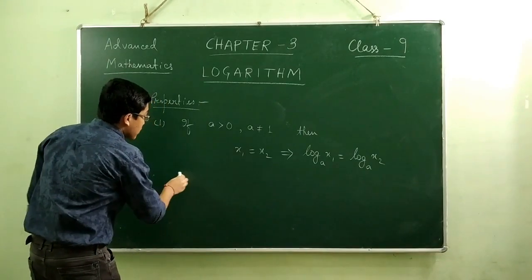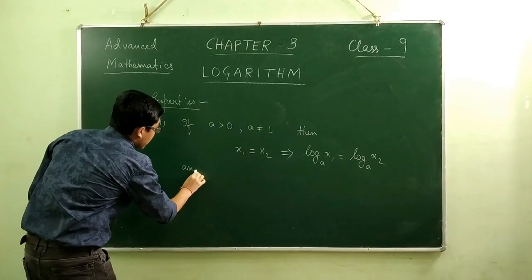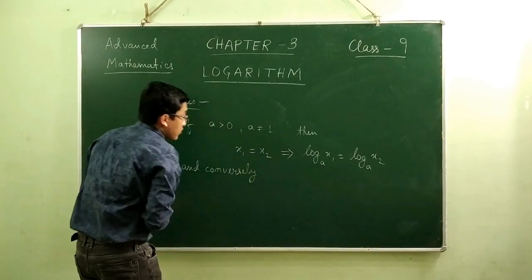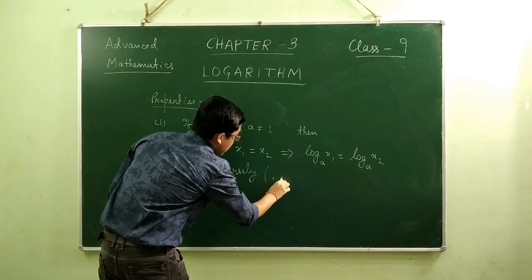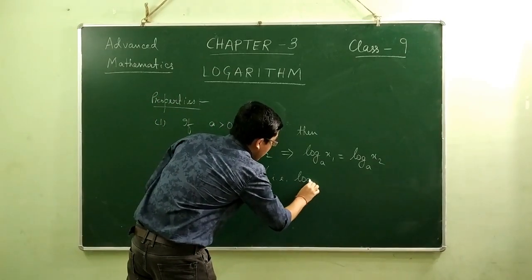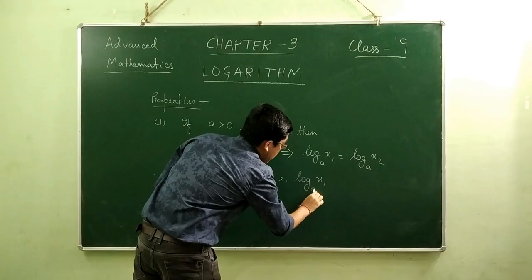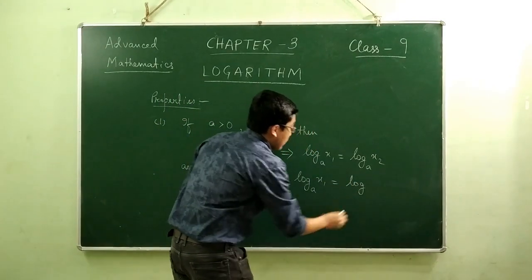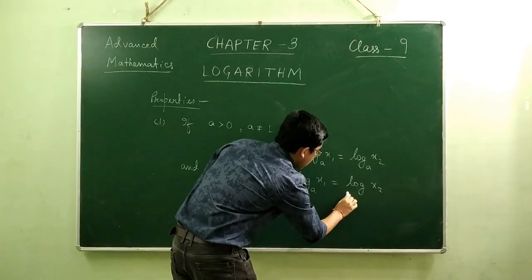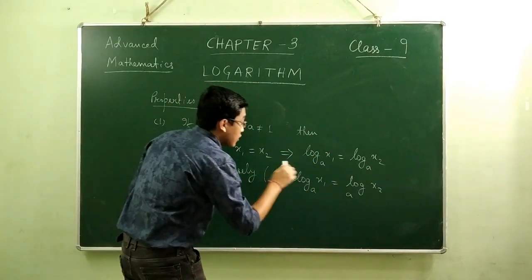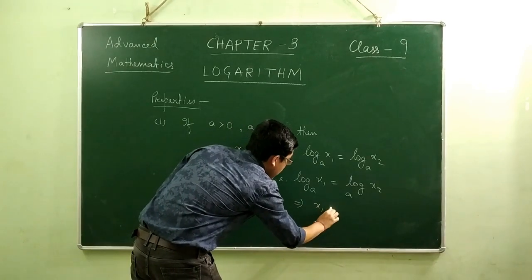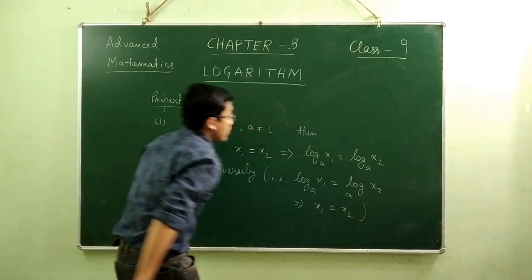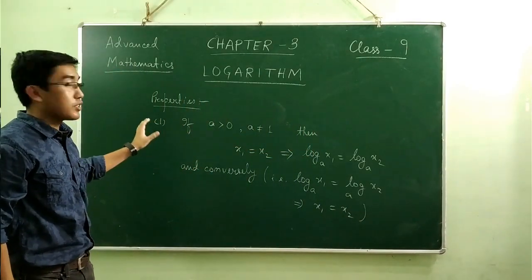And the converse is true. Conversely, that is, if log of a number with respect to some base a is equal to log of another number with respect to the same base a, then this will also give me that the two numbers are same. It is a very important property. We will be using it throughout.